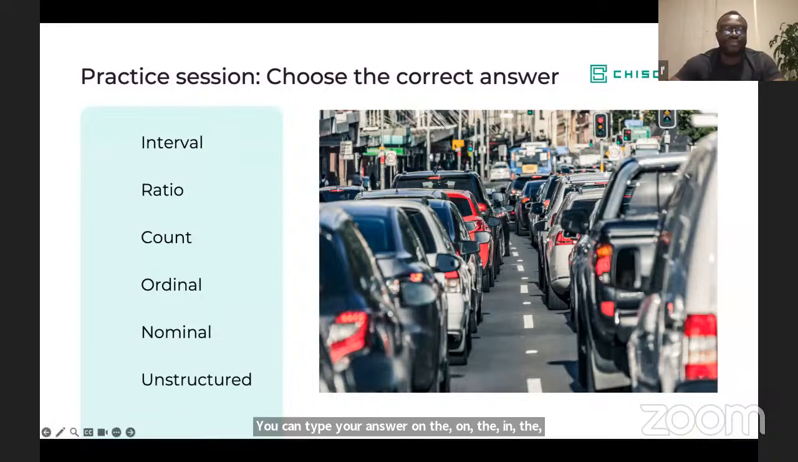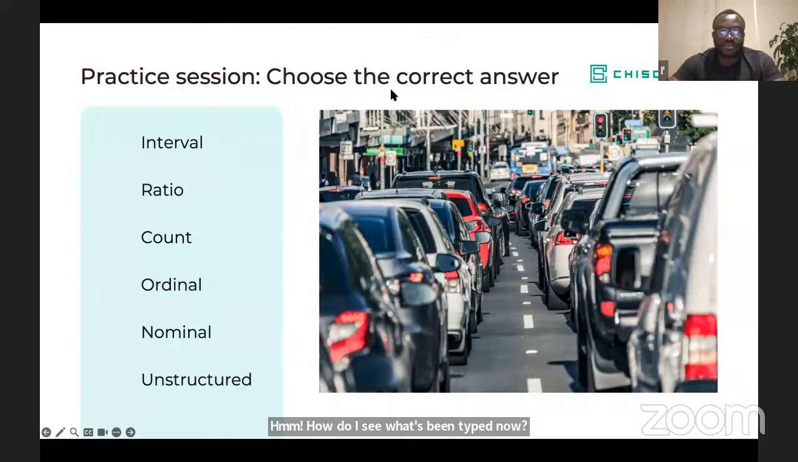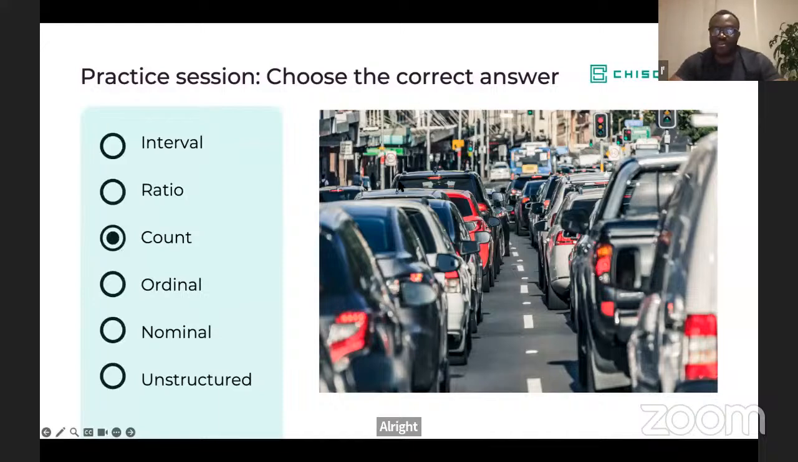How do I see what's been typed now? Okay, I can't see that here. All right, great. So we say count. That is absolutely correct. So that's a count variable.